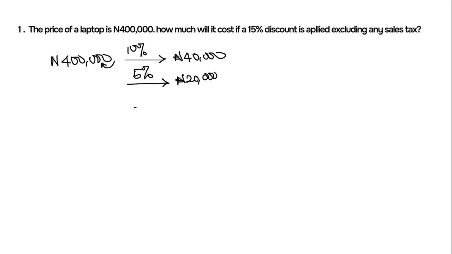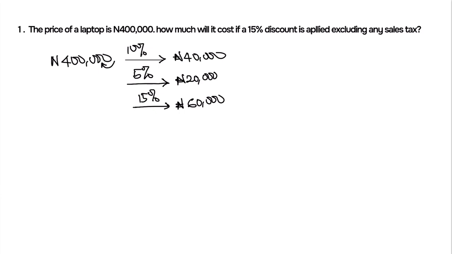Makes sense. So which means my 15% will be what? 10 plus 5 is 15. So 10% is 40,000, 5% is 20,000, so 15% will be the sum of 10% and 5%, which is 60,000. It's very, very straightforward. It's not something you have to stress over. Now, 15% of 400,000 is 60,000, and they told me the price of the laptop was discounted, which means I'm going to be subtracting that 15% out of that 400,000.